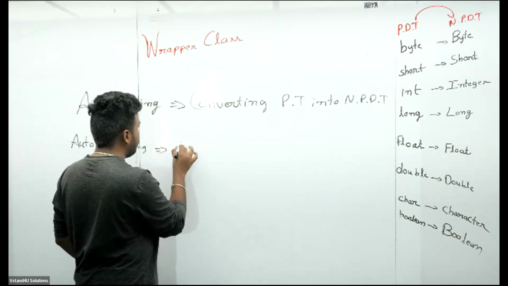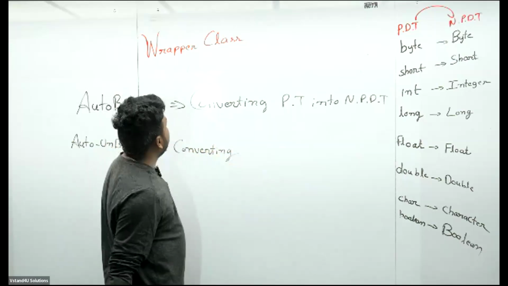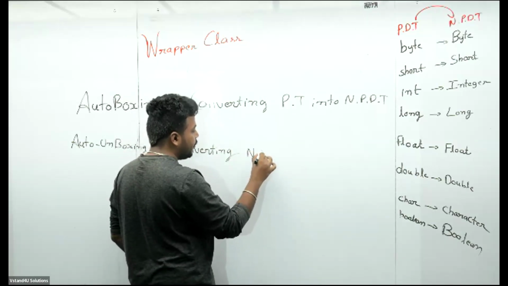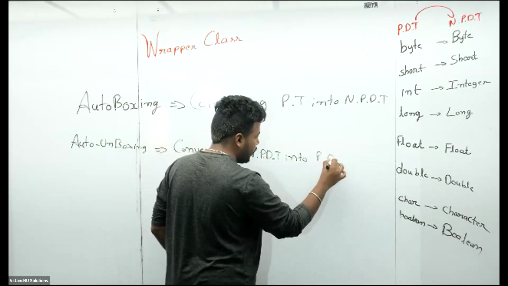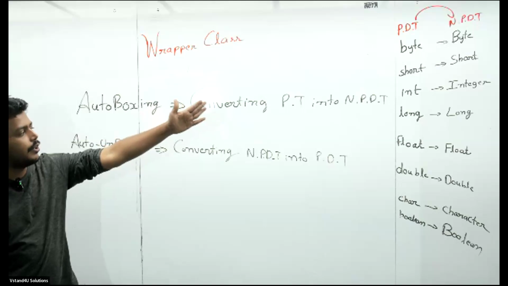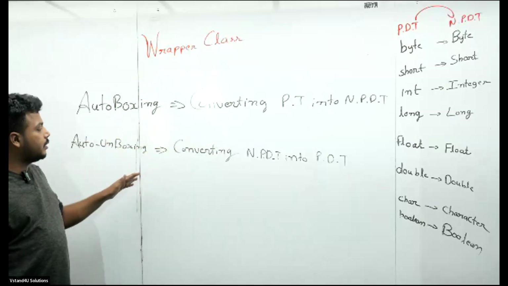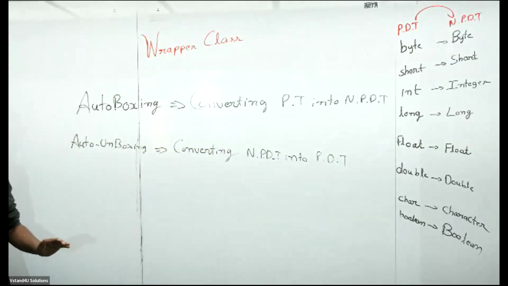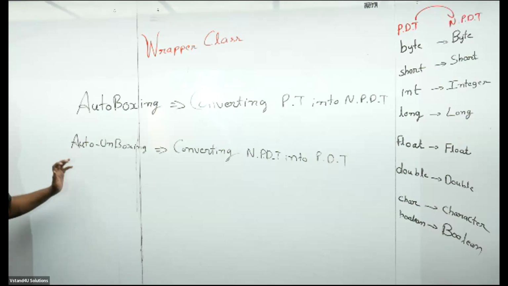Converting non-primitive data type into primitive data type. Converting primitive into non-primitive data type is called auto boxing in Java. Converting non-primitive to primitive again is auto unboxing. These are the technical words used in the programming and IT field. In most programs, they will ask: can you tell me the difference between auto boxing and unboxing?